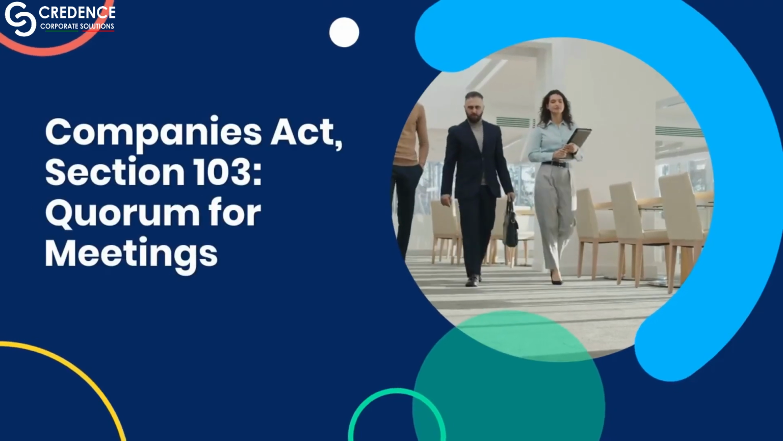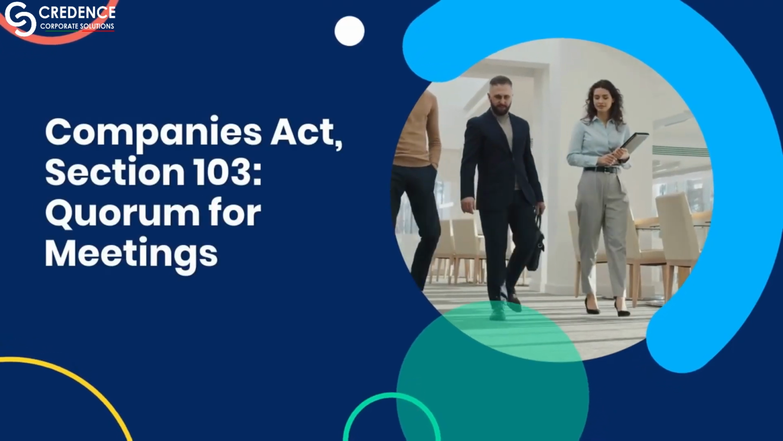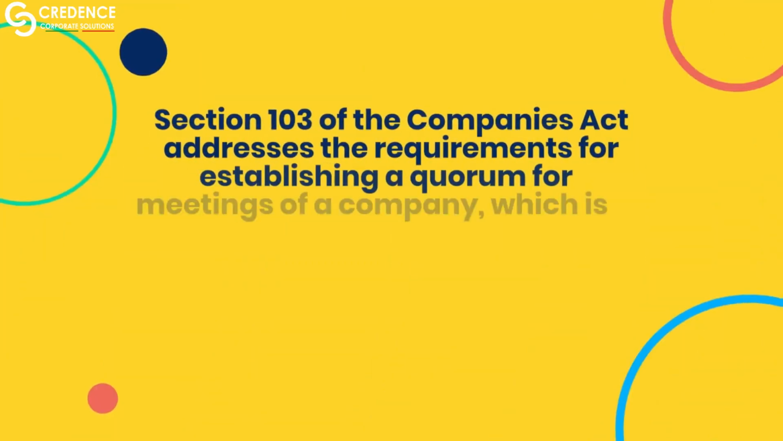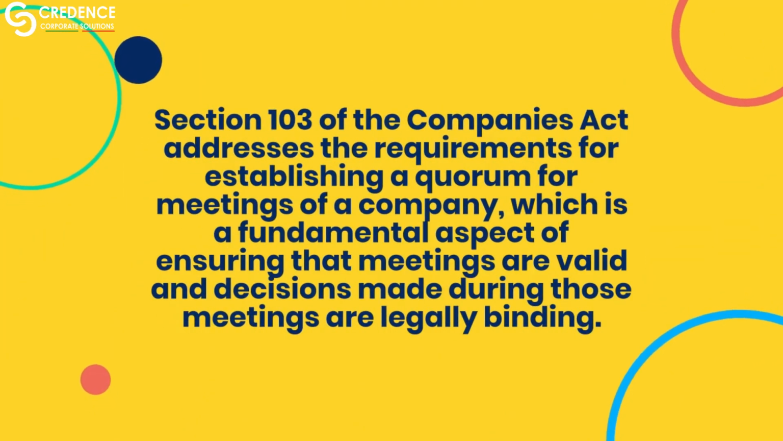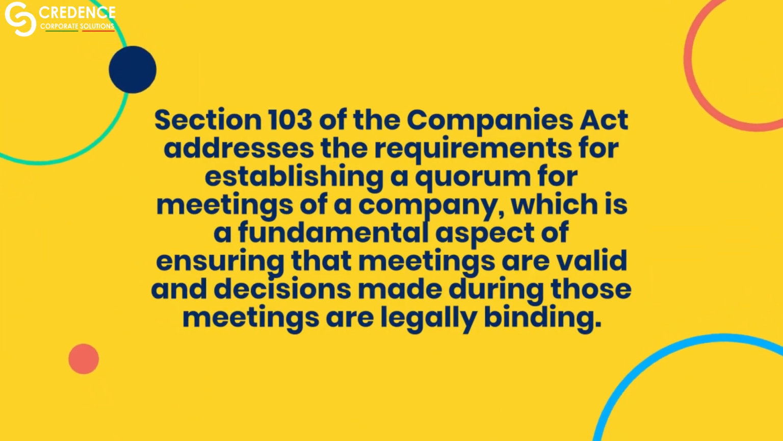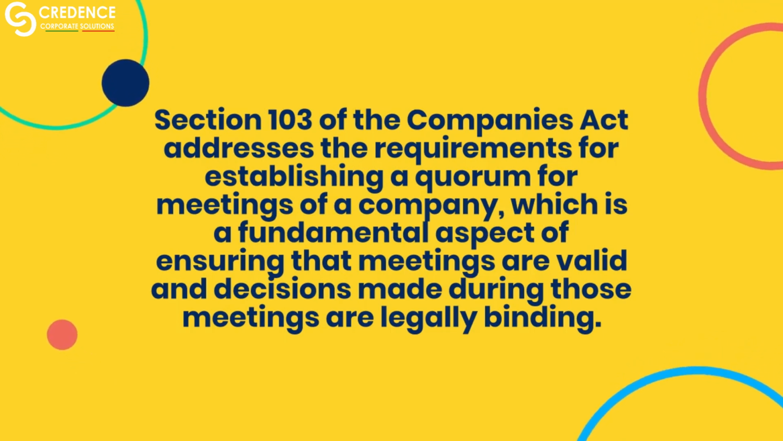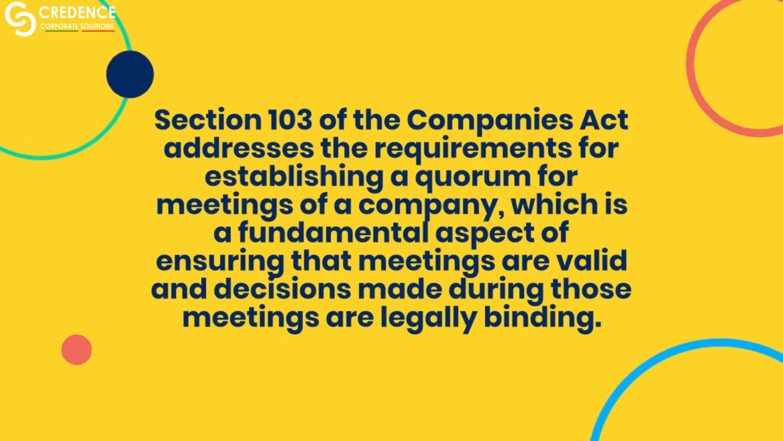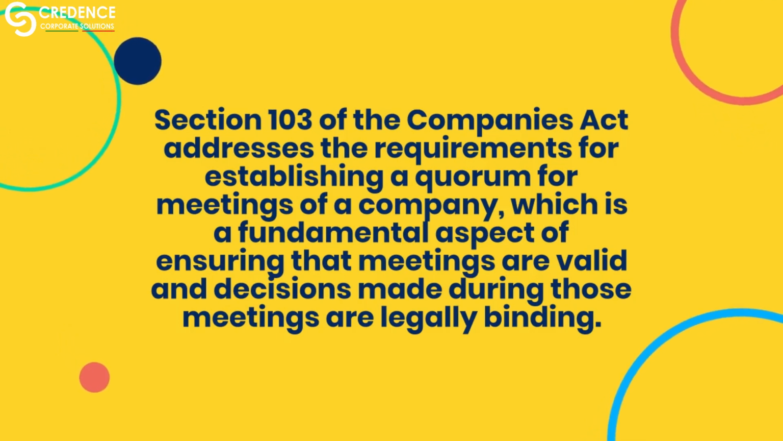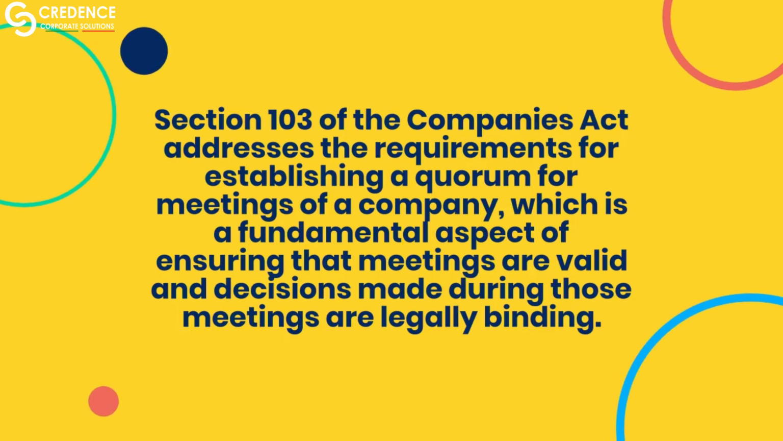Companies Act, Section 103, Quorum for Meetings. Section 103 of the Companies Act addresses the requirements for establishing a quorum for meetings of a company, which is a fundamental aspect of ensuring that meetings are valid and decisions made during those meetings are legally binding.